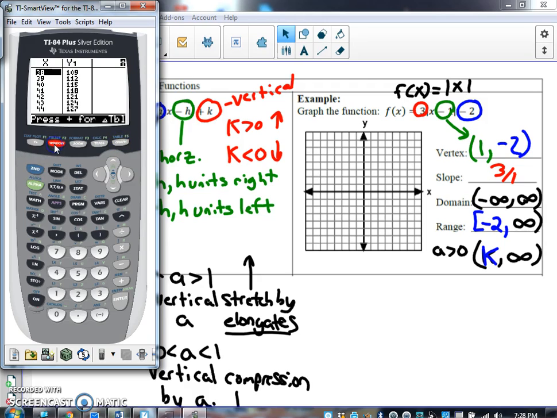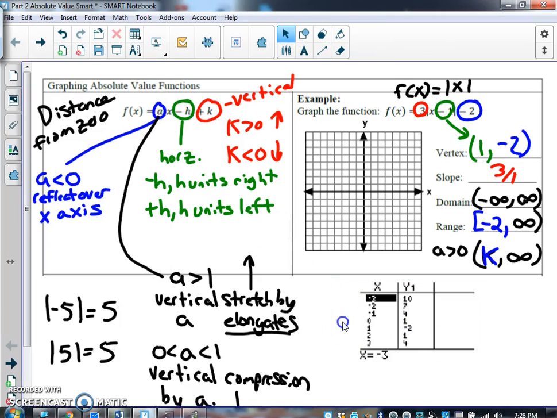I'm going to start at a different table set, by the way. 0 sounds like a good place to start. And I'm going to start graphing. I have 1, negative 2. So I'm going to take these values over here from my calculator. I know I've got a point at 1, negative 2. I've got a point at 0, 1.